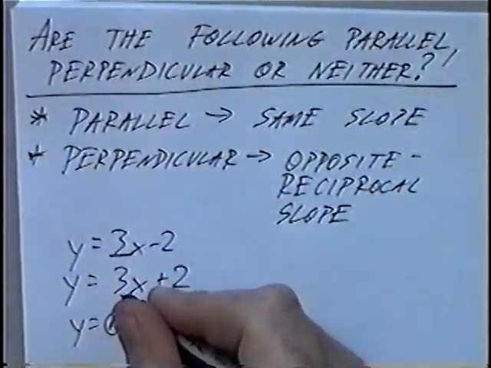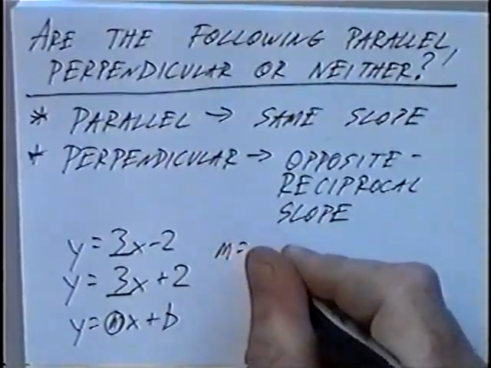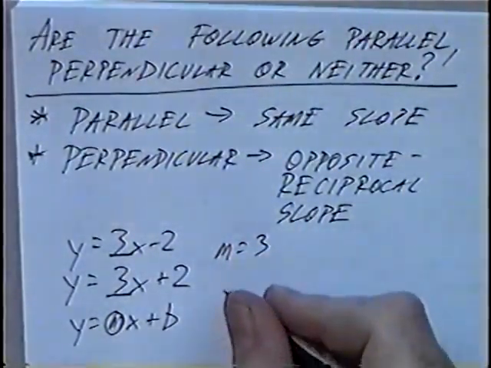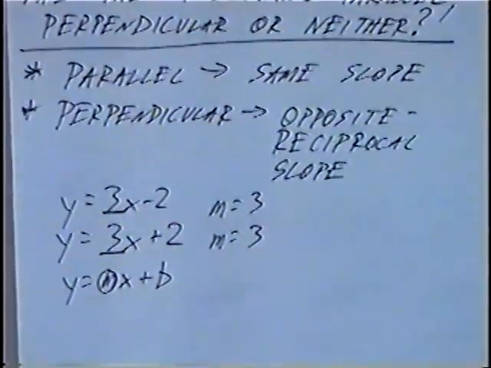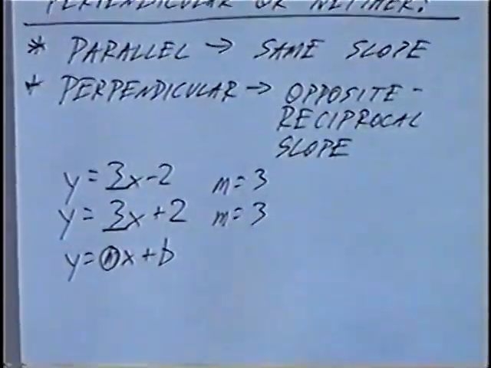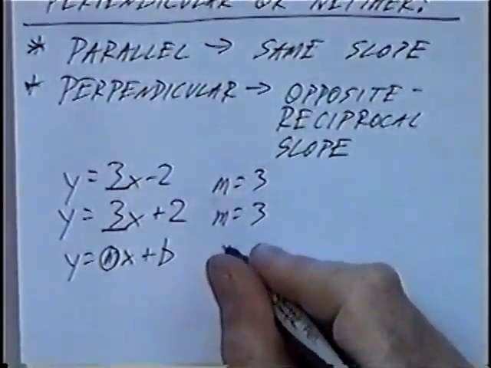In this case, we have 3x and 3x. So the slope in the first equation is equal to 3. The slope in the second equation also equals 3. Since both the slopes have the same value, these are parallel.